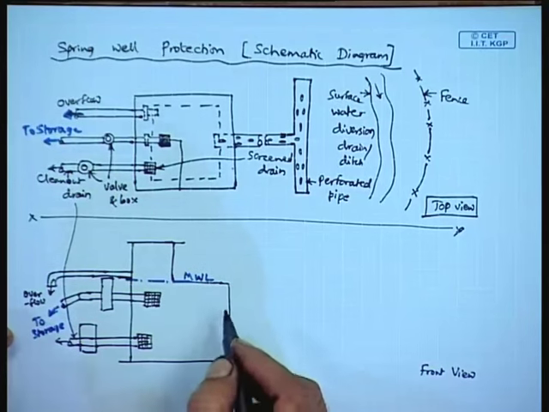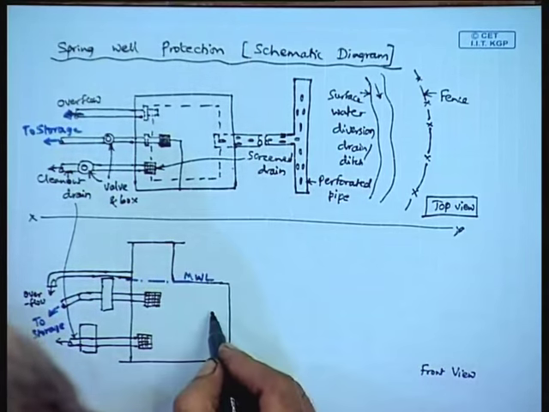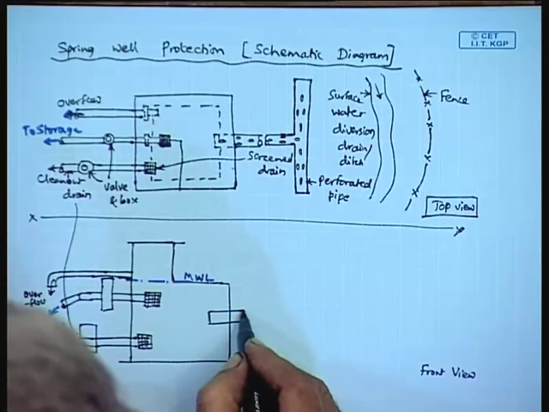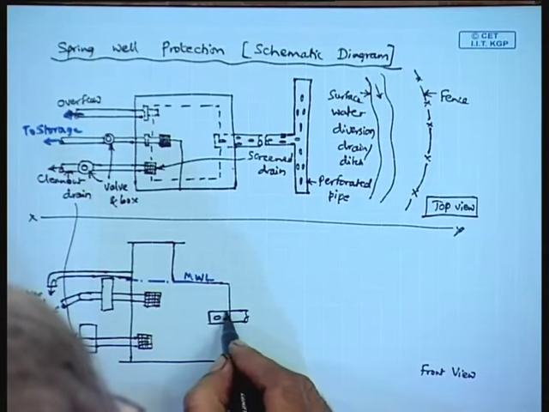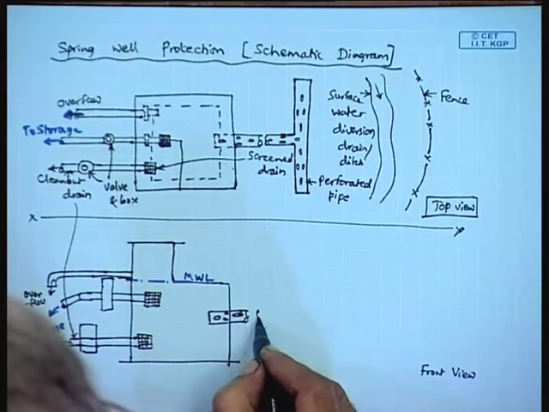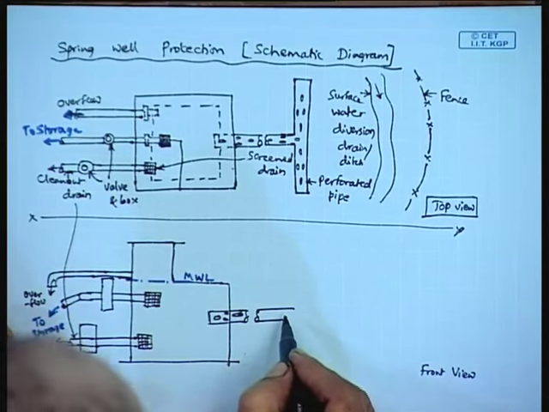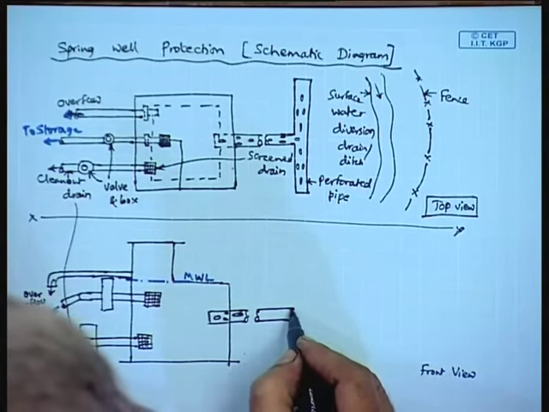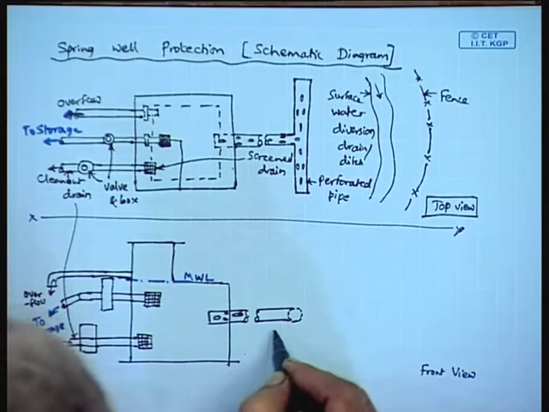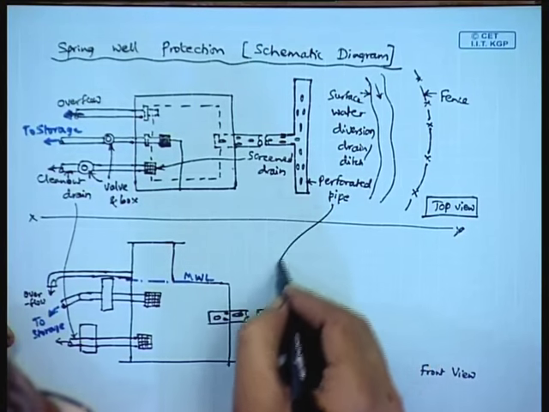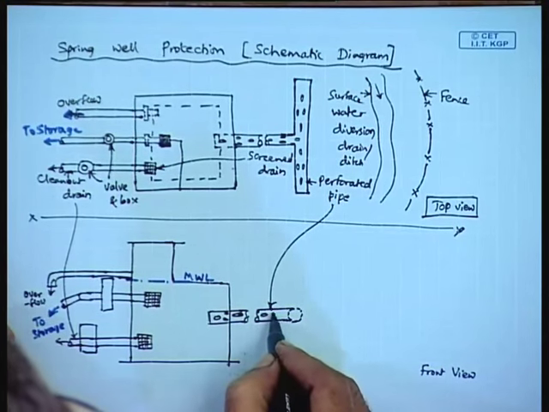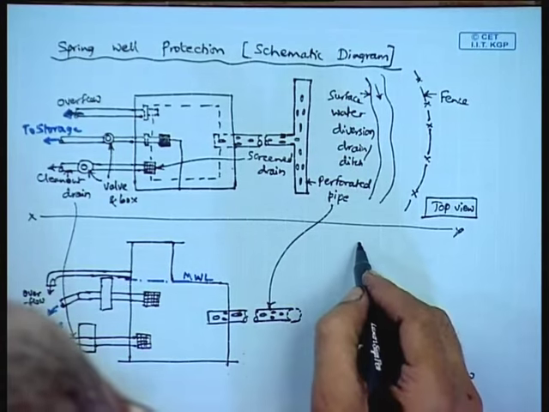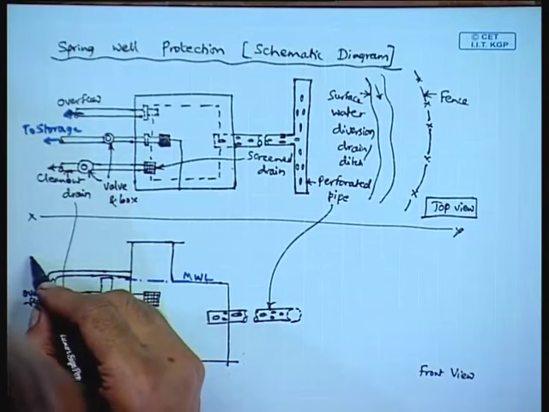Just above the maximum water level, and here in this case the perforated pipe runs like this, and then here this is the perforated pipe, and in the elevation, so this will be, so this is the perforated pipe in the front view.